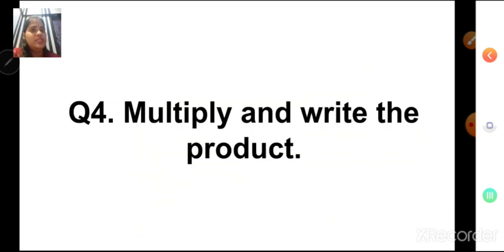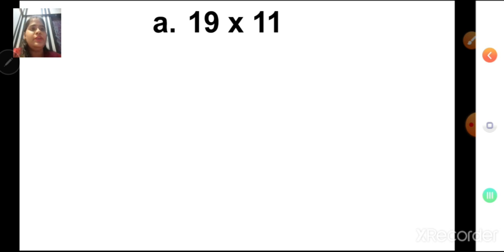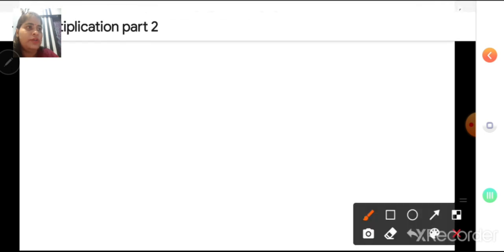The last one is question number 4. Multiply and write the product. Now here we are going to multiply with the number 11. Okay. A1. 19 into 11. Children, I have taught you how this pattern works when it is multiplication by the number 11. Okay. So first we are going to solve it. And this part you have to write down in your notebook. Okay. First you observe how we have to solve it.